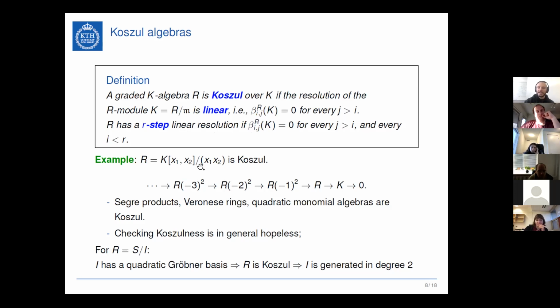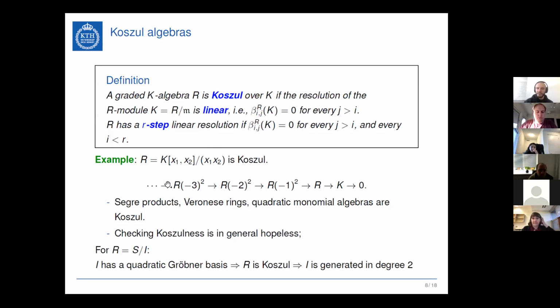So I take this quotient here. This is actually a Stanley-Reisner ring, the Stanley-Reisner ring of 2 points. And I compute the resolution of the field K as an R-module. And you will figure out that the resolution looks like this.